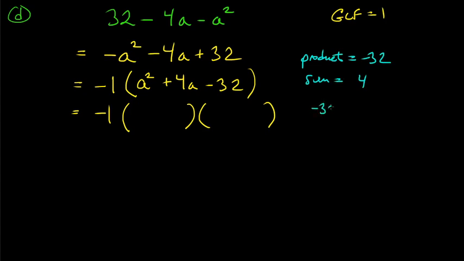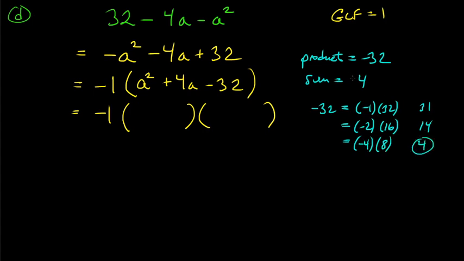Okay, so let's go through the list. Negative 32 is negative 1 times 32, but that adds to 31, not 4. You could do negative 2 times 16. That adds to 14, which is not 4. We'll skip negative 3. That doesn't work. But negative 4 times 8 is also negative 32. And negative 4 plus 8 is 4. There's our match. Right. And so this is just going to be a minus 4 times a plus 8. And that's it.